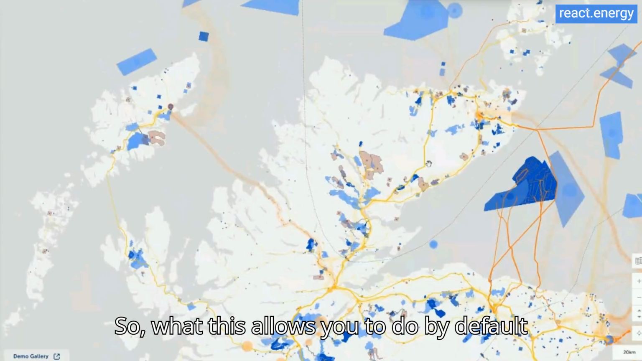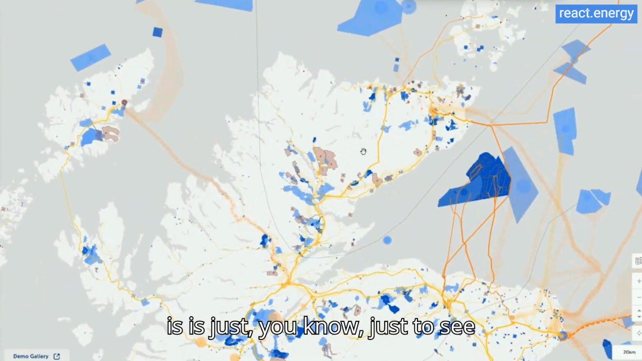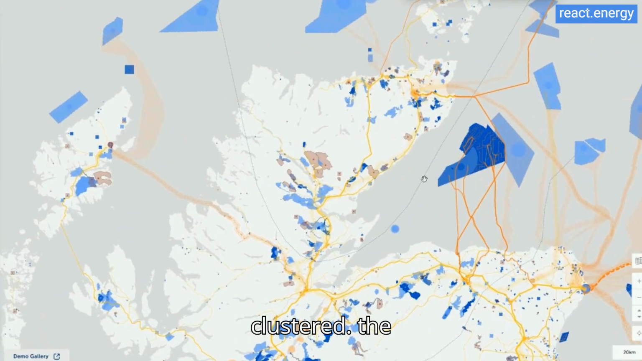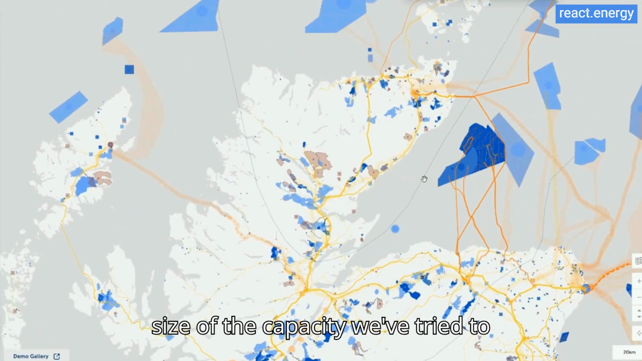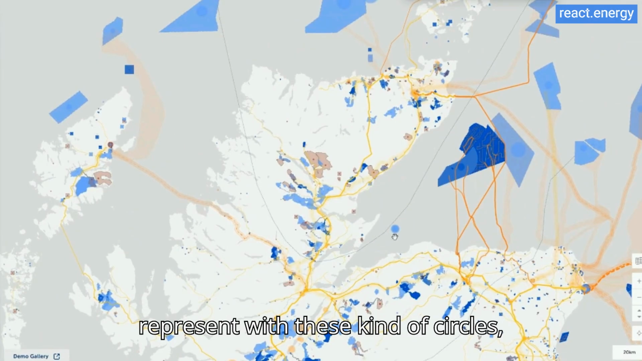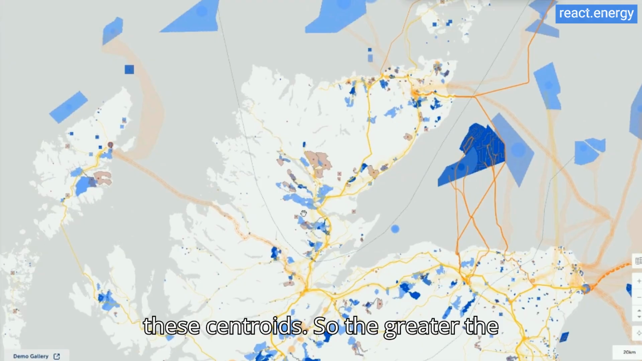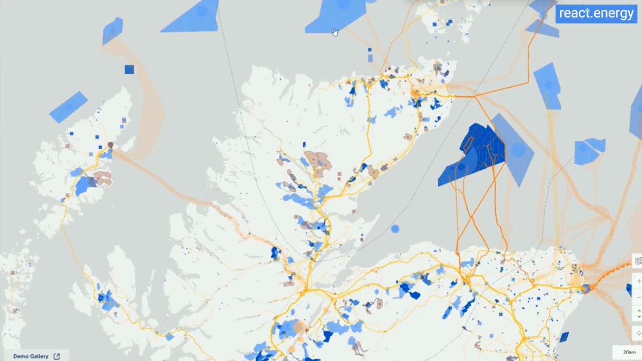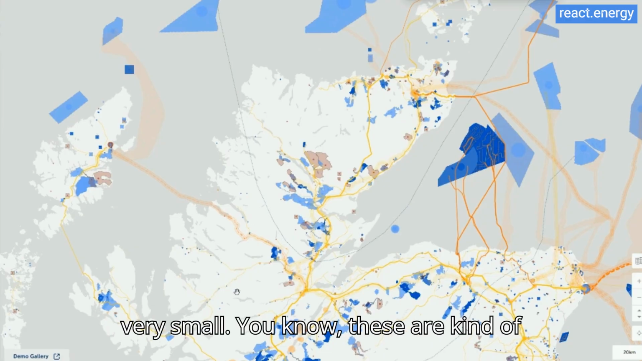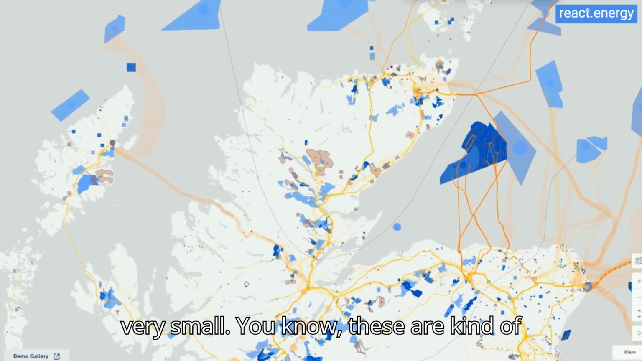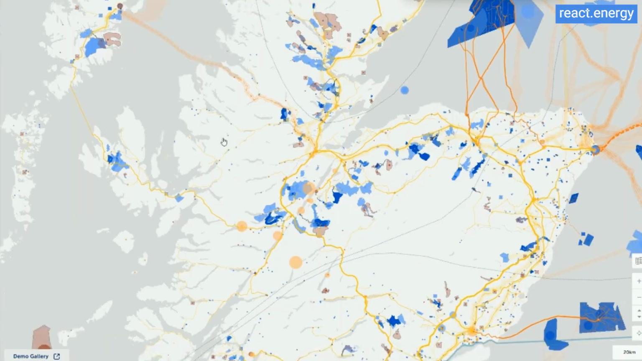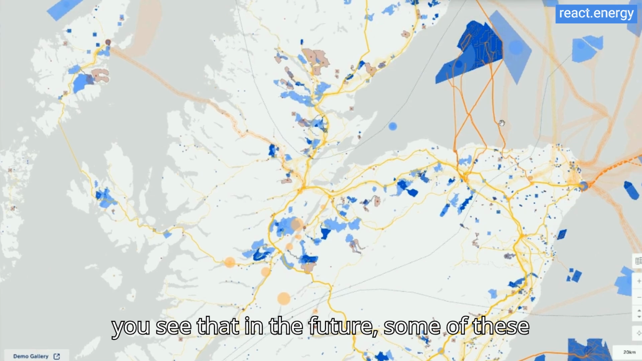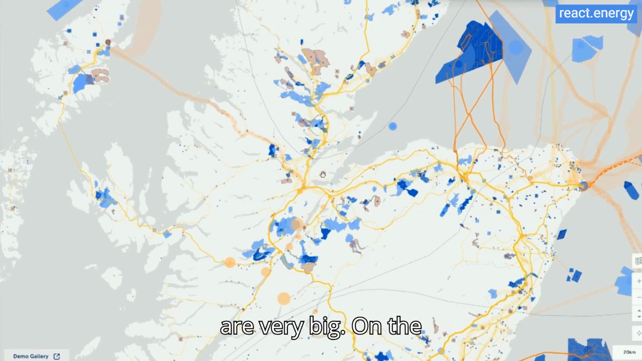What this allows you to do by default is to just see visually how things are clustered. The size of the capacity we've tried to represent with these circles, these centroids. The greater the number of megawatts, the bigger the dot. You'll see that a lot of these are very small, embedded hydro or whatever, quite small. But then you see that in the future, some of these are very big.